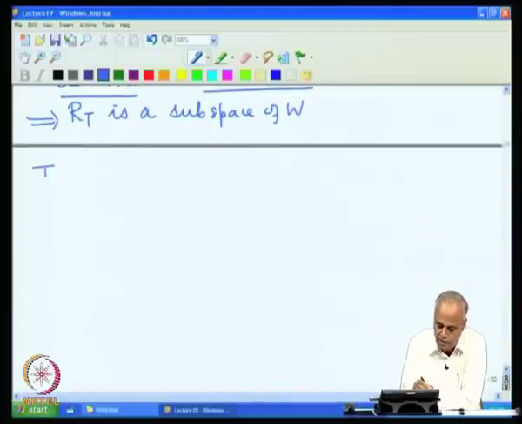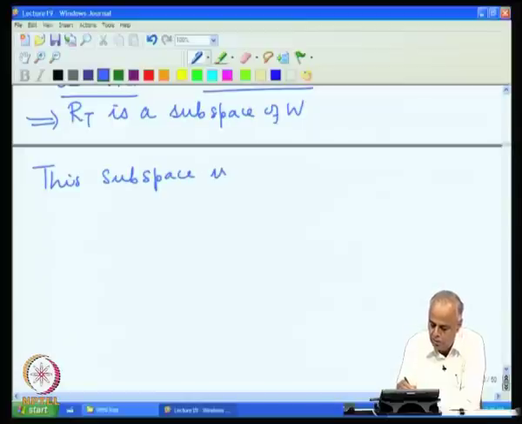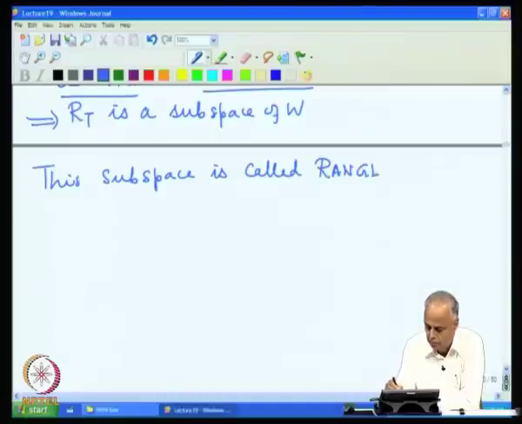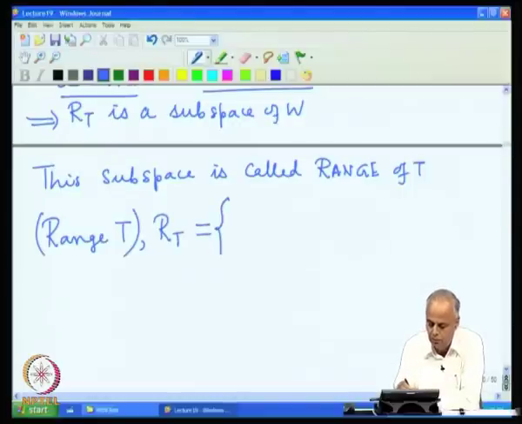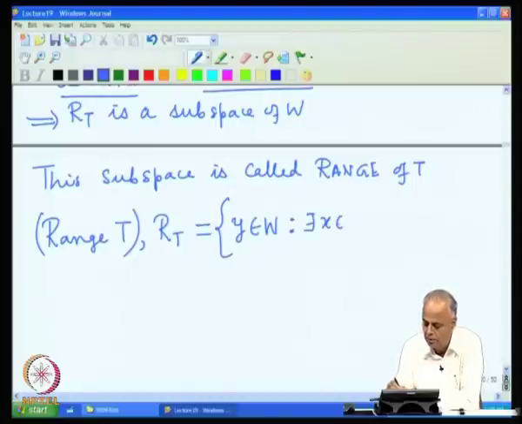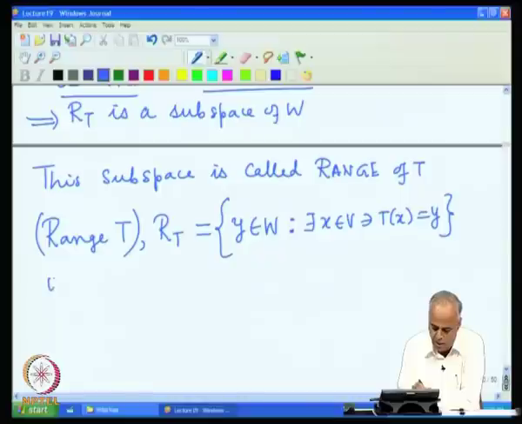This subspace is called range of T. So, the range of T, which is denoted by R T, is equal to all those y's in W such that there exists an x in V whose image under T is y, and this is a subspace of W.